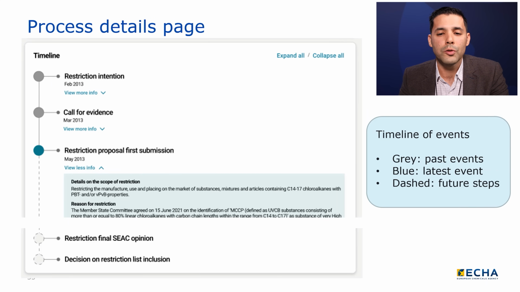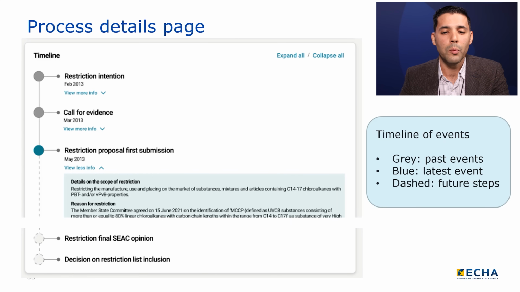On the bottom of the regulatory process details page, you can see a timeline showing the sequence of events. The timeline will help you to see how far along the process the substance is. Past events and upcoming events are displayed differently, and the most recent step is highlighted. Here, gray color means past events, blue, latest events, and dashed line, future steps.